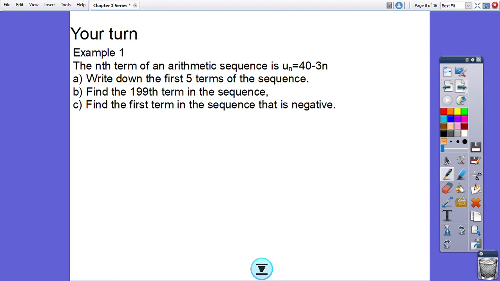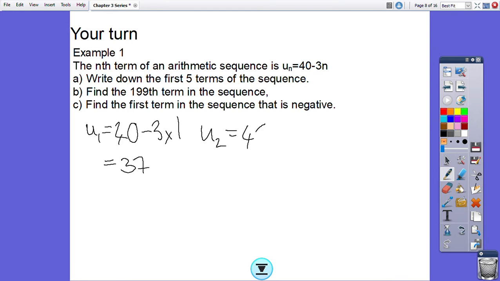Okay, right, let's have a look at this one. This time we've got to work out the first 5 terms again, so we are going to get u1 is 40, ooh, not 48, not sure what happened there, 40 minus 3 times 1, which is 37.